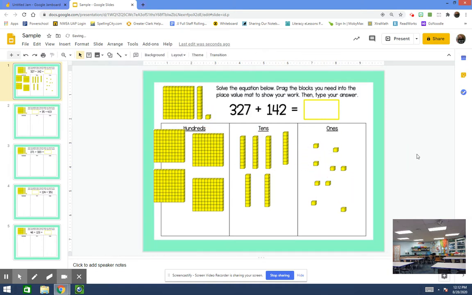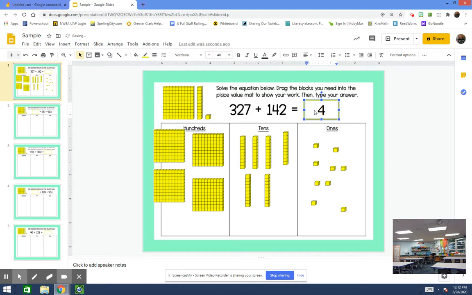Now, to find my sum, I need to count them up. How many hundreds do I have? How many hundreds? Let's count. 1, 2, 3, 4. So I'm going to go up here and click and type a 4. I have 4 hundreds. Let's count the tens. 1, 2, 3, 4, 5, 6. There are 6 tens. Now let's count the ones.